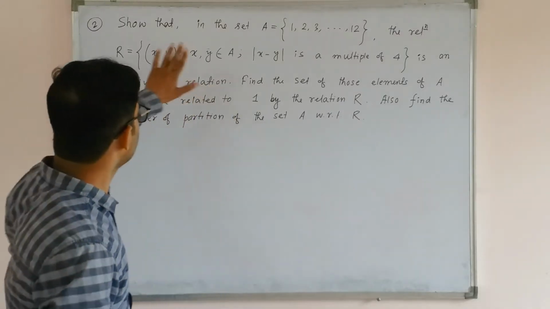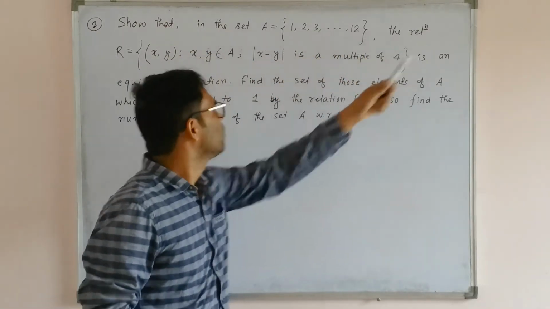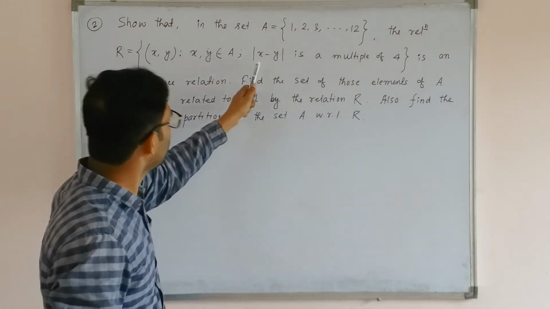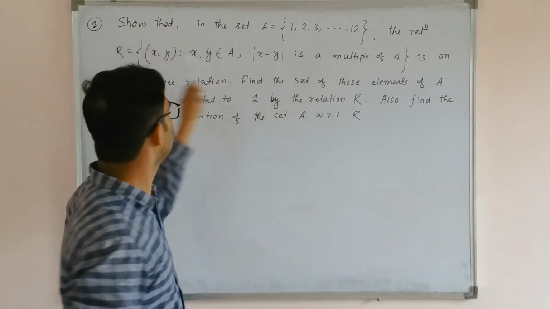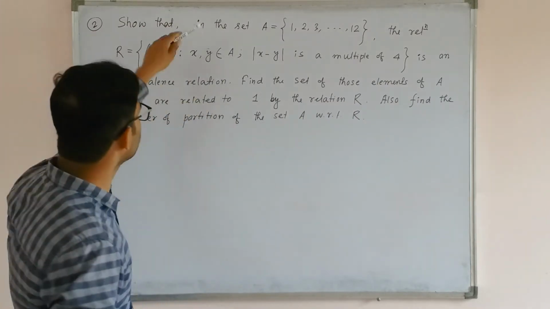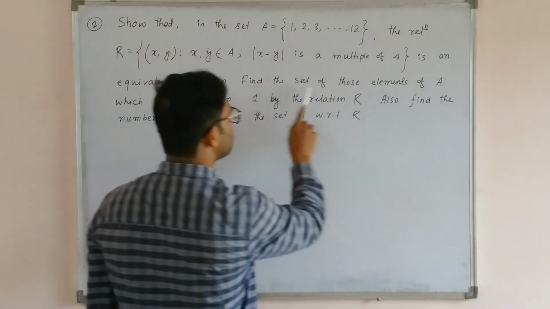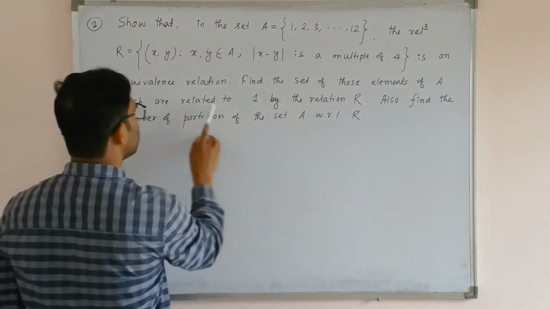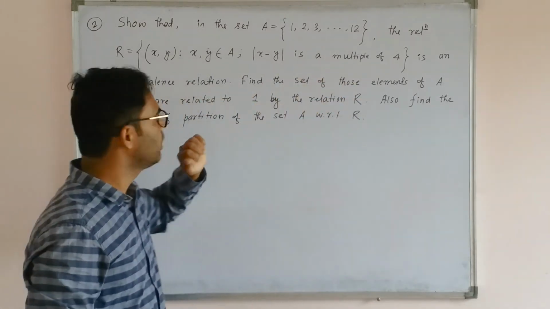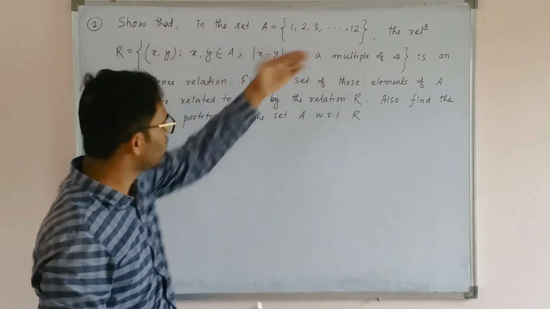Take this question. Show that if the set A is equal to 1 to 12, and the relation R is equal to (x, y) such that x, y are in A and the difference of x and y is a multiple of 4, it is an equivalence relation. First prove that this is an equivalence relation. After that, find the set of those elements of A which are related to 1 by the relation R. You have to find that set.